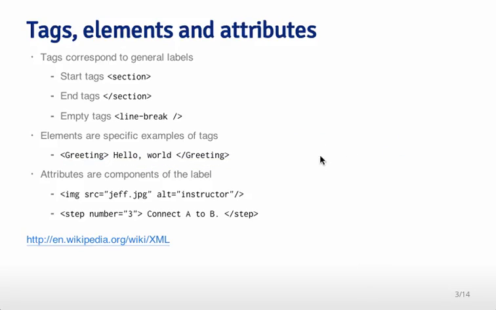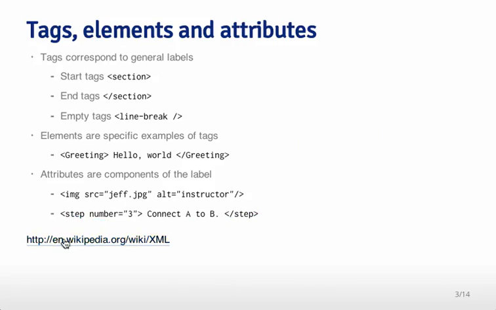Attributes are components of the label, so you can actually add components to these tags. For example, you might have an image tag, and corresponding to that image you might want an attribute that's the source, where the image is actually coming from, and then an alternate phrase for that tag, which could be instructor, for example. Another example: suppose you have a step tag, and you might have multiple steps. Step 1 might be tagged with number equals 1, and then 2, and then this is number 3, step 3. And then, of course, it just ends with an end tag, just like before.